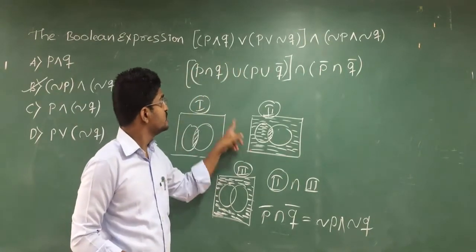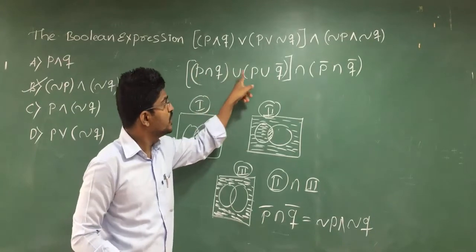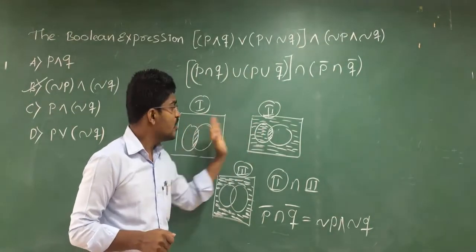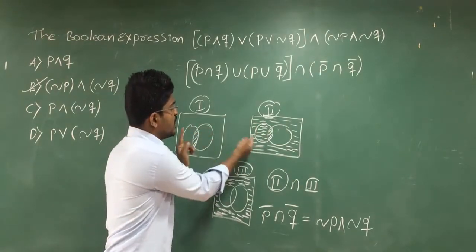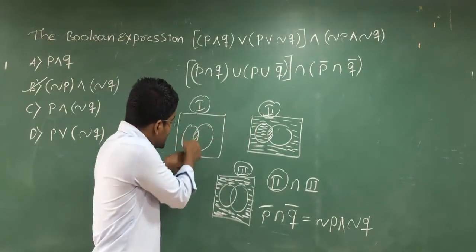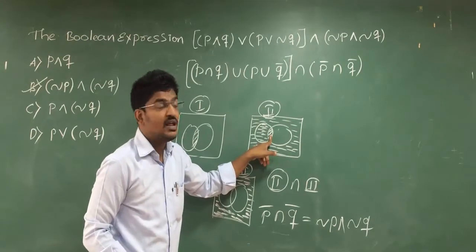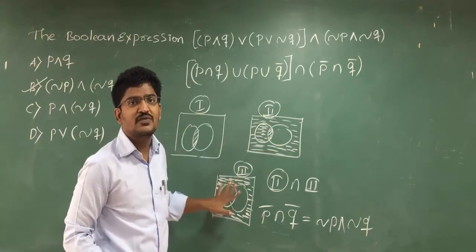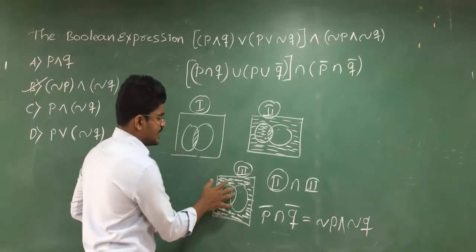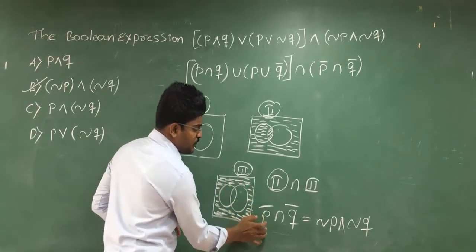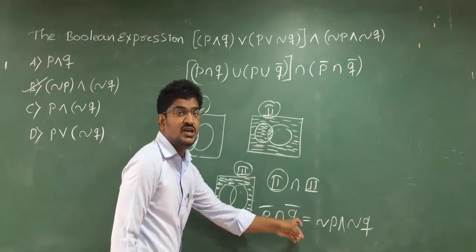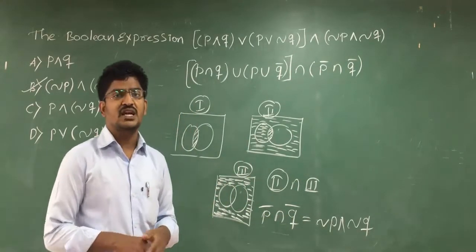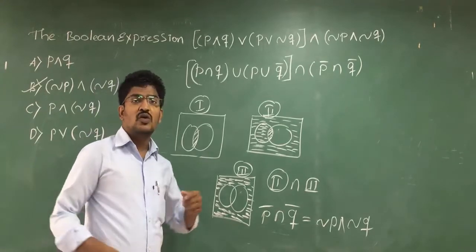Make P intersection Q union P union Q complement. That means 1 and 2. Union of these two. If I take union of these two, this particular area is included here. Clear? Again, if I take intersection of these two, the common region has to be evaluated. Common region means what? That is nothing but your P complement intersection Q complement. Clear? Okay. So Venn diagram will be very easy and very good to solve quickly.